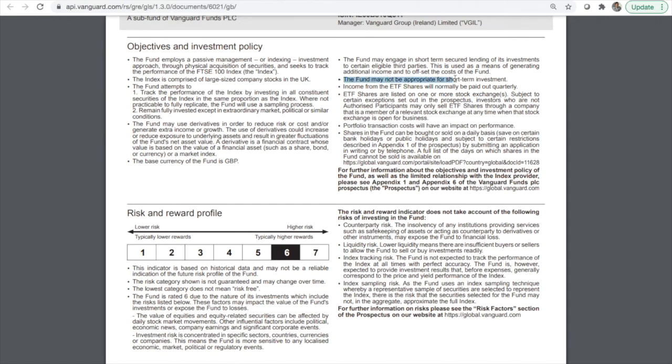Another key point is that it says the fund may not be appropriate for short-term investment. And I think this goes without saying, really, that funds are generally better used and you get the best out of them when you take a long-term investing approach. So if you're looking to put your money into a fund for 6 months, yeah, you may get some gain, but you may also have a loss. So really you should be looking to invest at a minimum of 5 years.